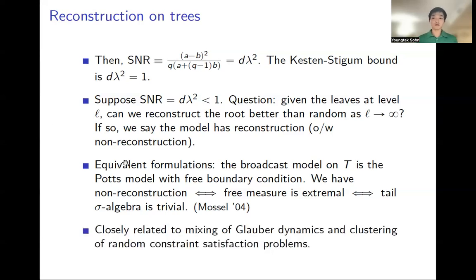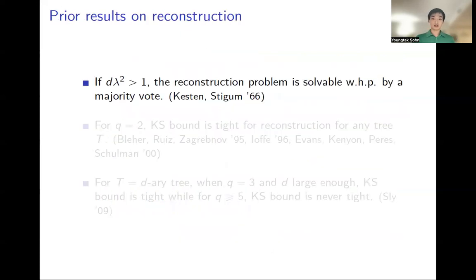Besides the interest from the study of the block model, this reconstruction problem is closely related to the mixing of Glauber dynamics and also clustering of random constraint satisfaction problems. Because of this, there has been a lot of interest within the mathematics community in different aspects of this reconstruction problem. The first result is by Kesten and Stigum in 1966. They show that if d lambda^2 is greater than 1, then the reconstruction problem is solvable with high probability just by a majority vote. That is to say, if one outputs the most popular color in the leaves as the estimator of the root, then this has a non-trivial correlation with the root.